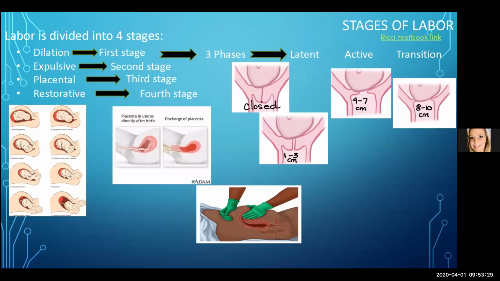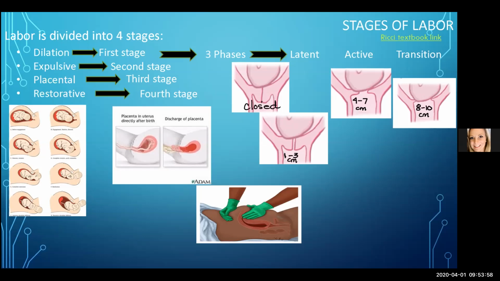So then we have the second stage, or the expulsive stage, and it begins with the complete cervical dilation, 10 centimeters, and the complete effacement to 100%. It ends with the birth of the newborn. This stage involves moving the fetus through that birth canal and out of the body. Remember those cardinal movements of labor? Those occur during this early phase of passive descent.